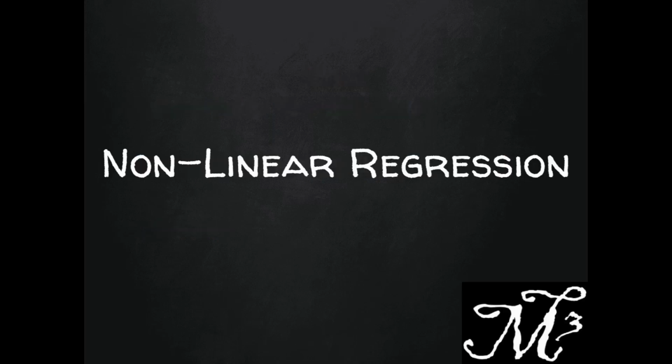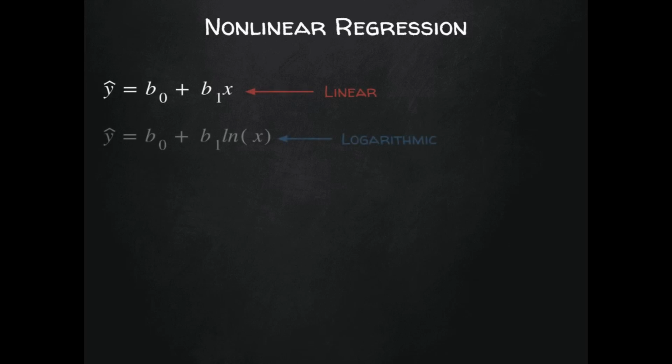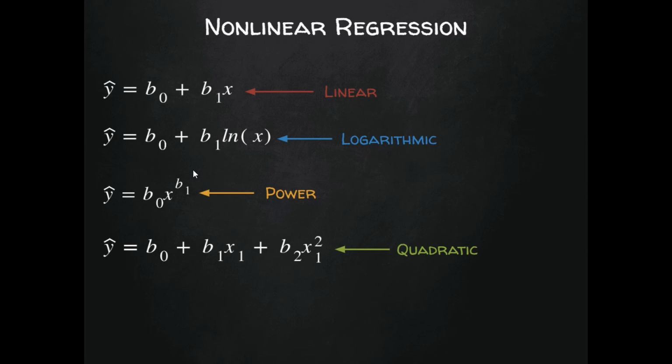Now for some discussion on nonlinear regression. There are 5 main regression models that we use in statistics. The first one's linear, which we've spent a lot of time talking about. The second one is logarithmic. Third one is power. You'll notice here we have the x variable is to a power. That's why it's called a power model. We have a quadratic. You probably remember this from taking algebra classes. And then we have an exponential.